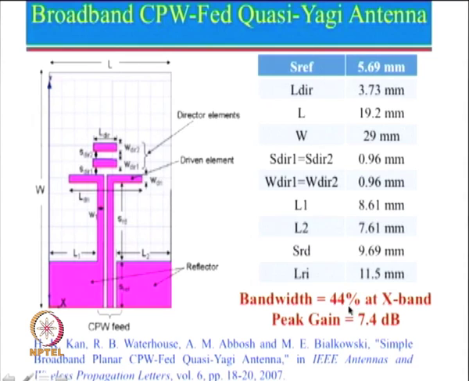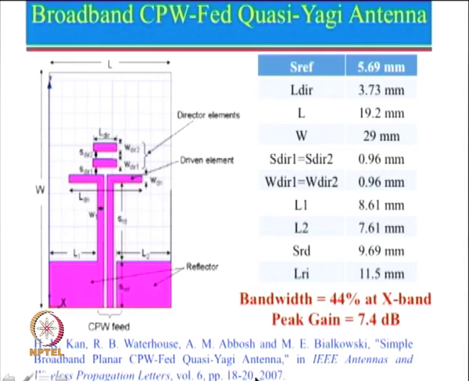So in this particular case, they have been able to obtain a bandwidth of 44% at X band. You can see that in the previous cases also, we got a bandwidth of the order of 40 to 48%, so it is similar to that. But here, because of this additional thing, the gain peak is around 7.4 dB, but please remember this is a peak gain and not the gain over the entire bandwidth. So this paper came in around 2007.